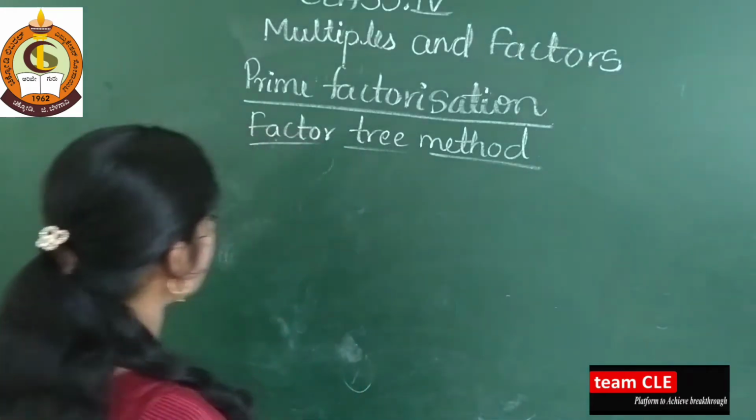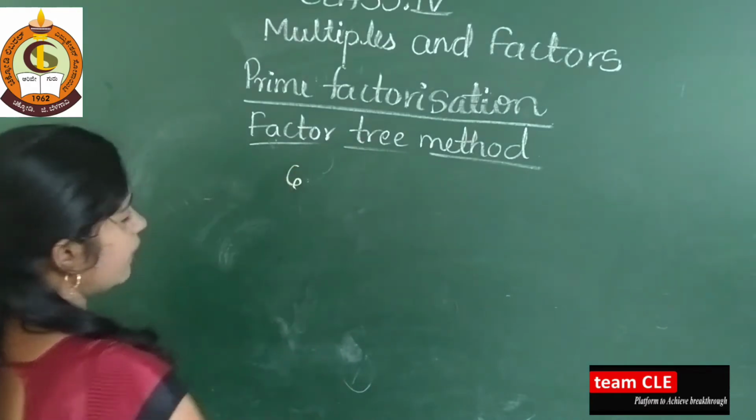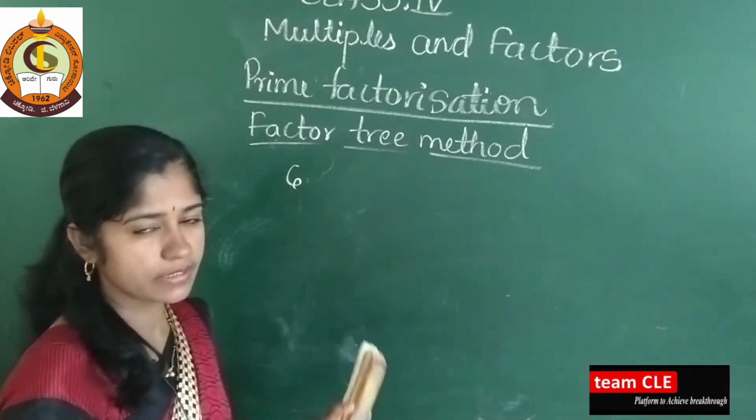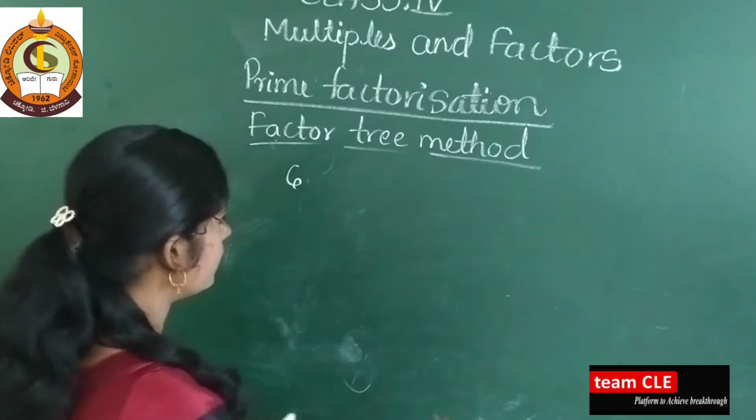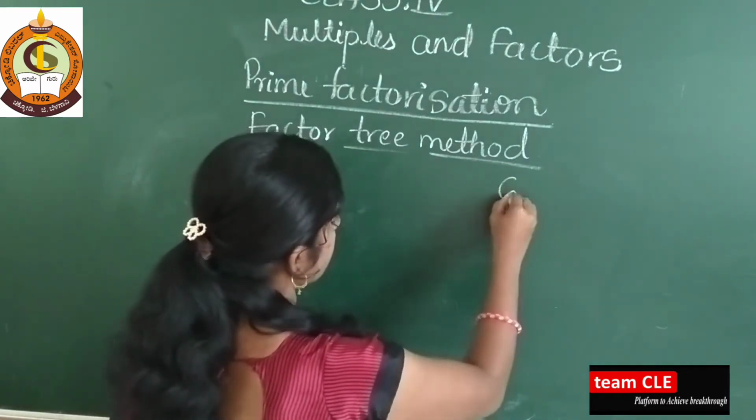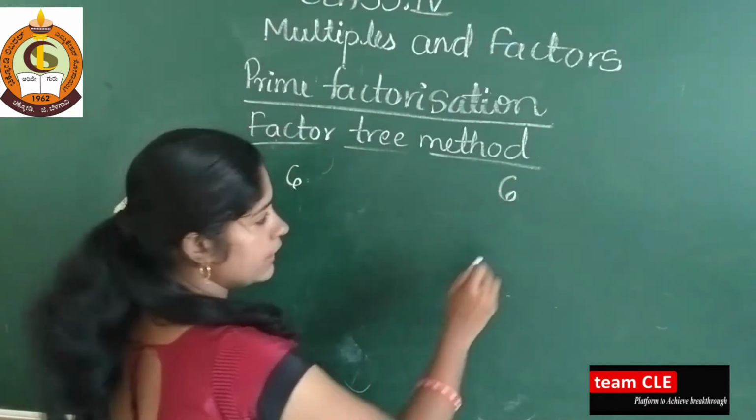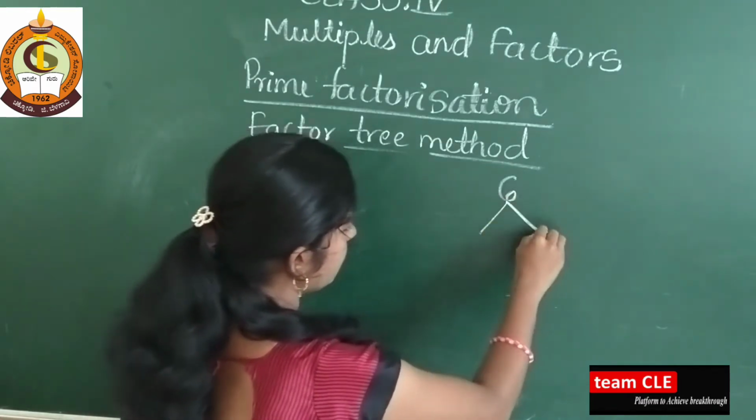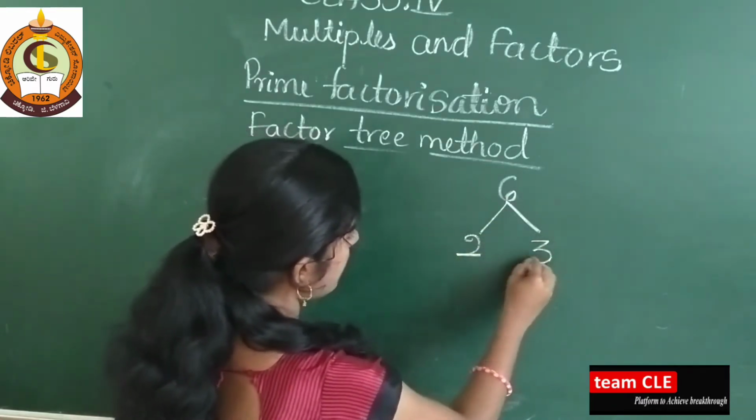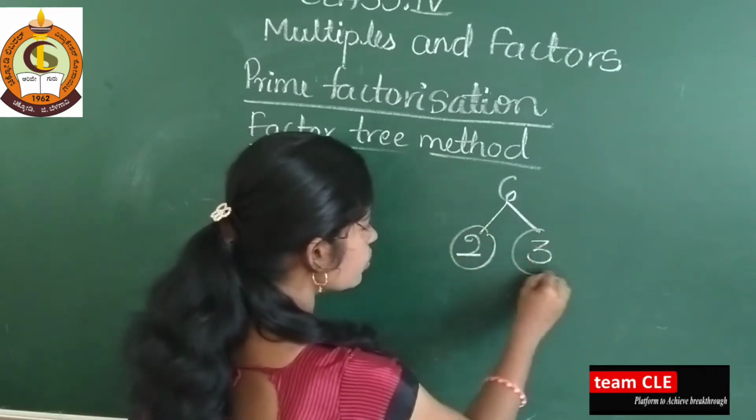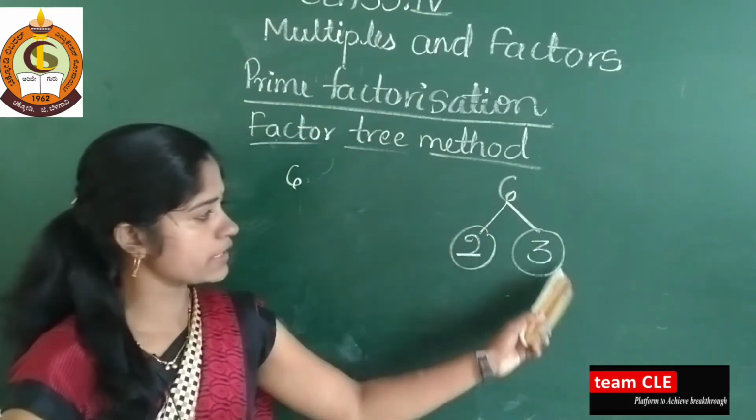First I will take 6. Then what are the prime factors of the number? Tell me, 6 is there in which table? It is there in the 2 ones table. So 2 threes are 6.